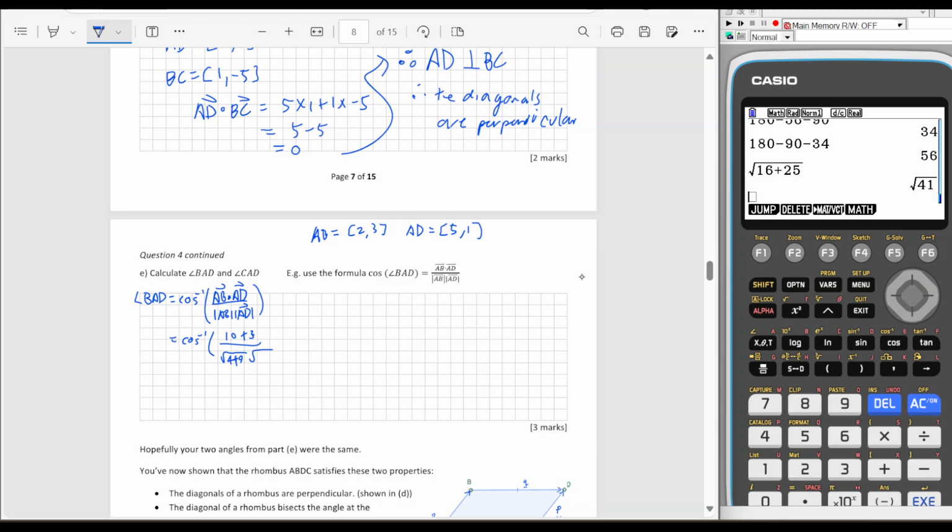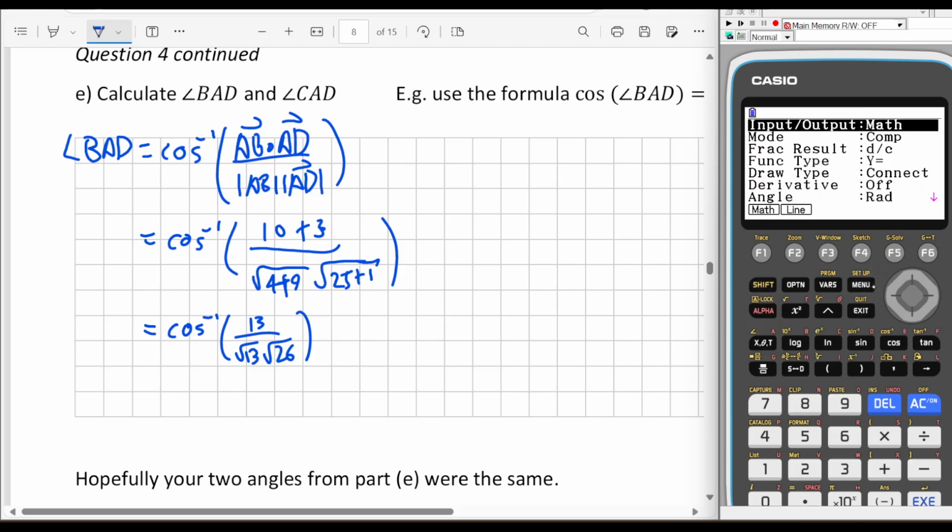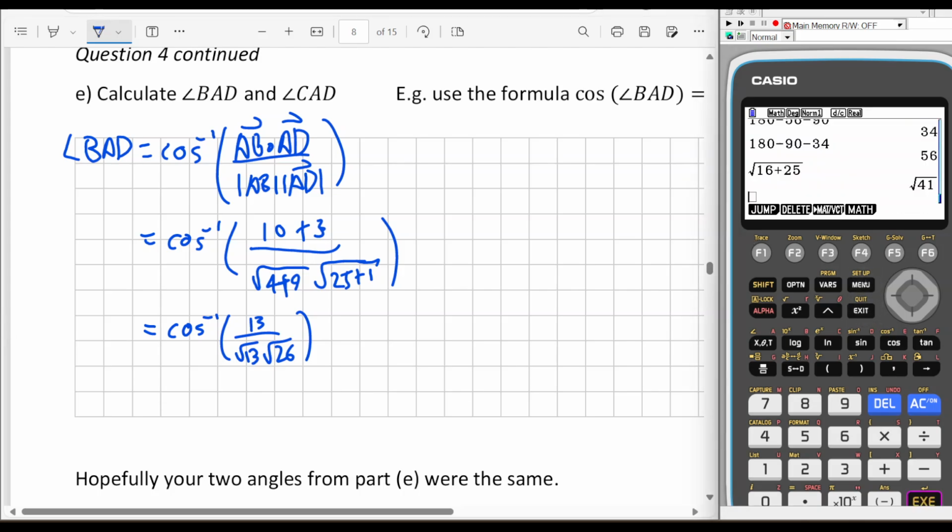And mod of AD is the square root of 25 plus 1. You can do that in your head in one step if you want, but I'm just stepping it out here. So that's cos inverse of 13 over root 13 and root 26. Okay, we can work this out. So if we go into degrees and go into our matrix, inverse cos 13 on the top, root 13 on the bottom times root 26 on the bottom. Groovy. All right, 45. Oh, that's pretty cool.